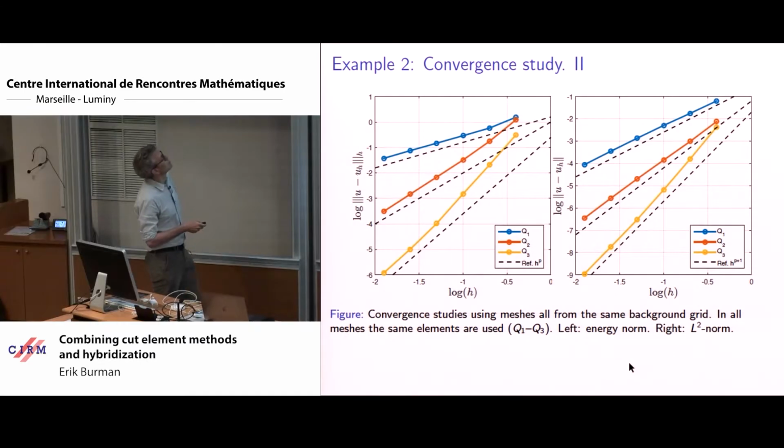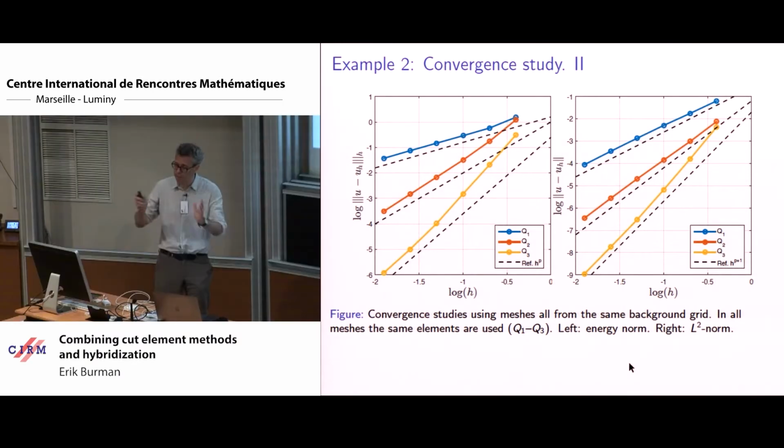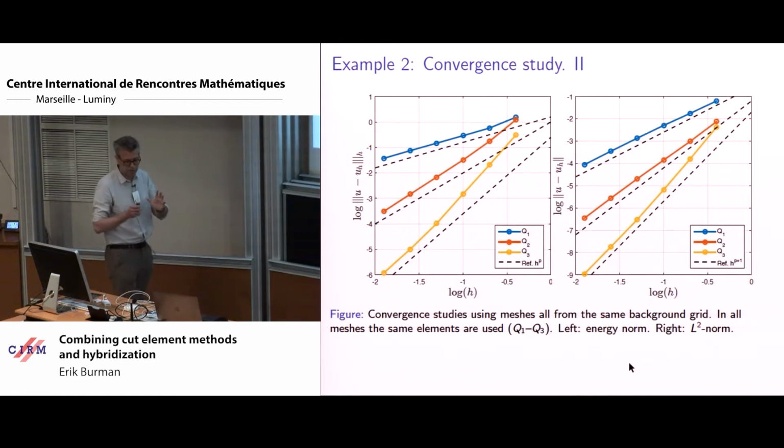Let's see what this is. This is the case where we have extracted everything from the background grid. Now I have 3 different elements: Q1, Q2, or Q3. And you see that here we have the optimal convergence orders, and here we have the optimal convergence orders. So this is, of course, just coherent with the analysis.